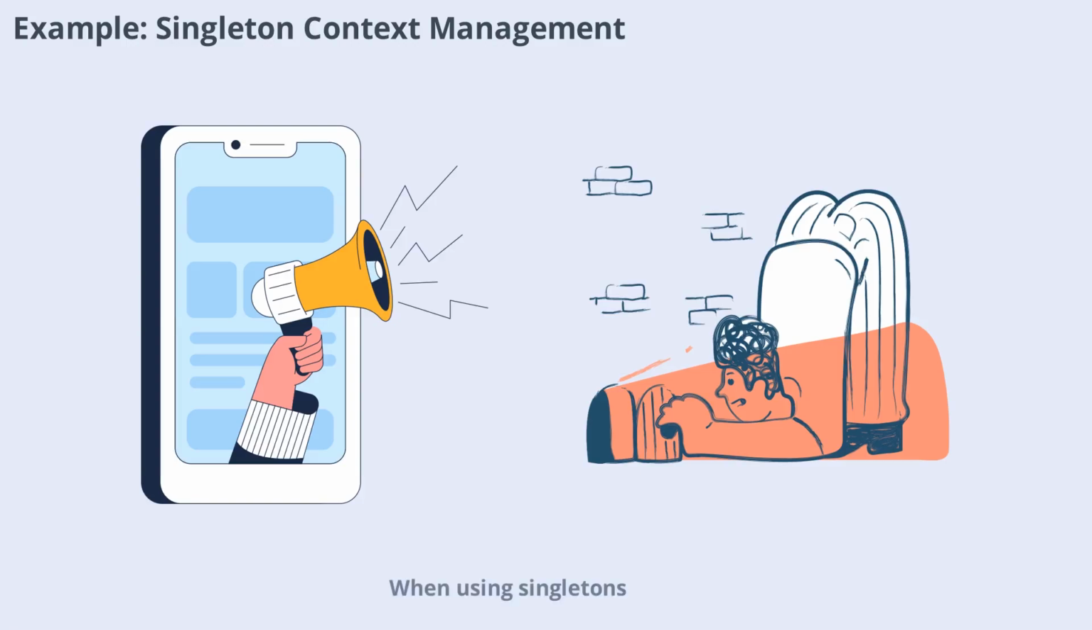When using singletons, always pass application context instead of activity context. If you must use activity context, set it to null when the activity is destroyed. This prevents the singleton from holding onto the activity and causing leaks.